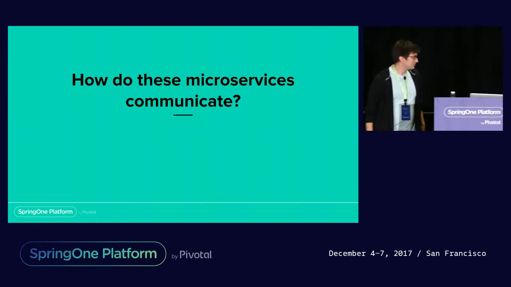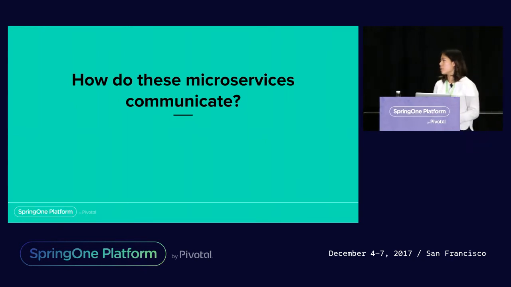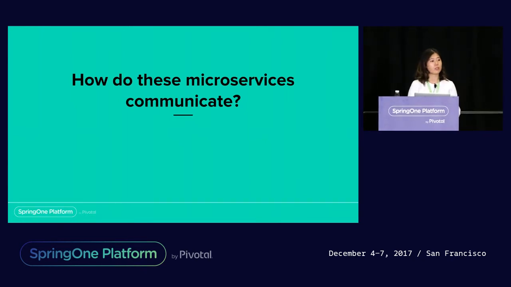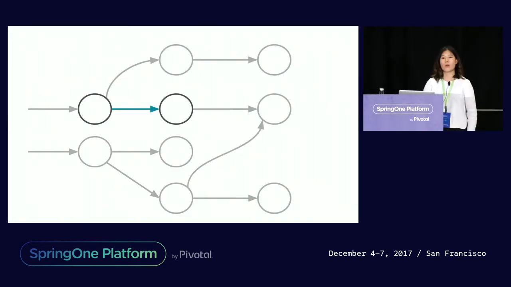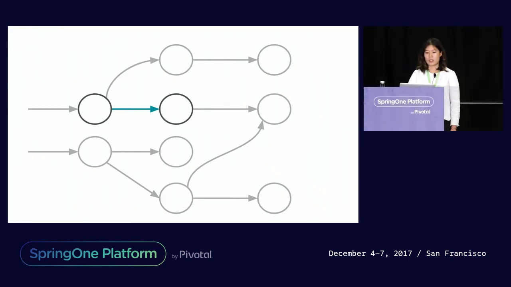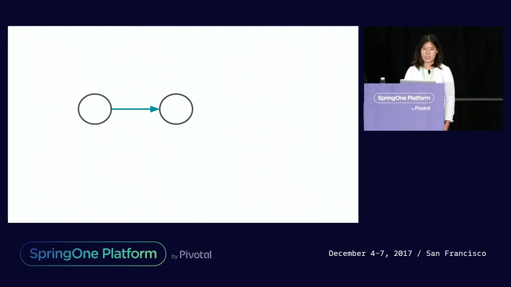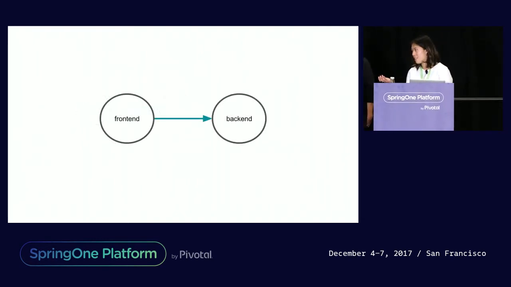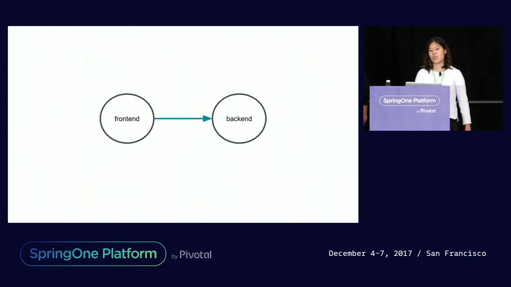So as we said, distributed systems are hard. And one of the problems we really want to focus in on during this talk is how exactly these microservices are communicating, right? We see all these arrows in this diagram. All these microservices have to communicate with one another. So let's focus in on two microservices and a simple connection. Let's call them a front end and a back end, right? Something pretty easy to reason about.